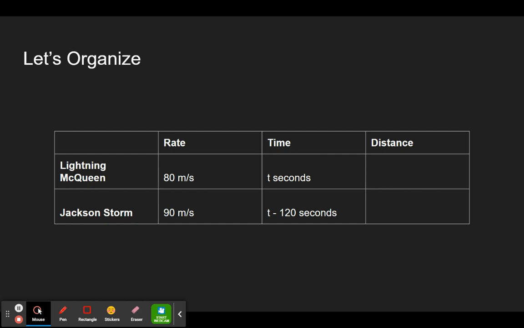That less time we're going to express as subtraction. So Lightning McQueen's time is T. T minus that 2 minute head start is Jackson Storm's time. But because we're working in seconds instead of 2 minutes, we're going to translate that to 120 seconds. So Jackson Storm's time is T minus 120 seconds. Then we multiply rate by time to get distance. So Lightning McQueen's distance is 80T meters, and Jackson Storm's distance is 90(T minus 120) meters.